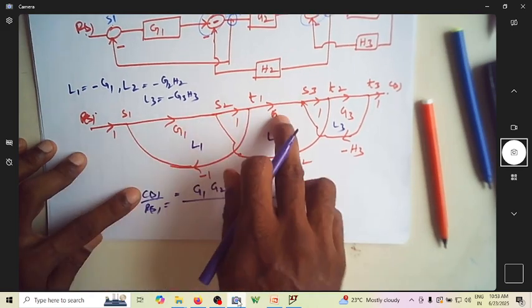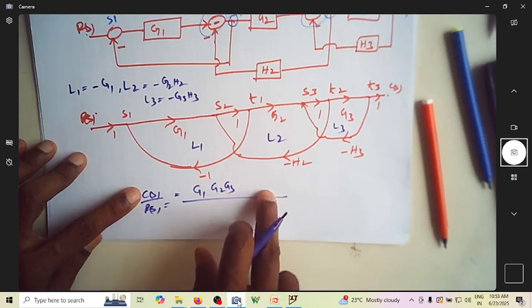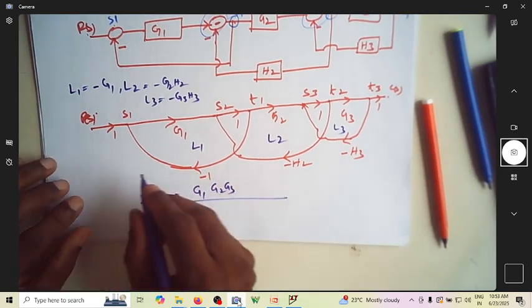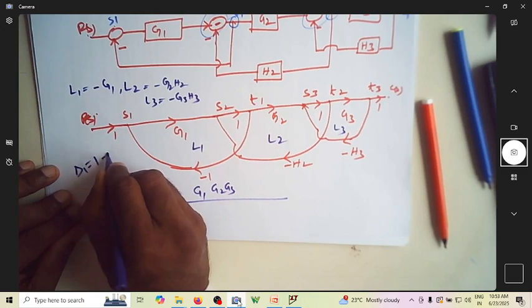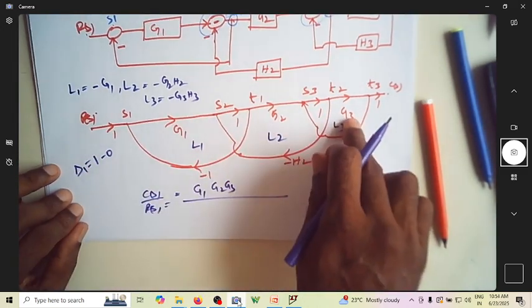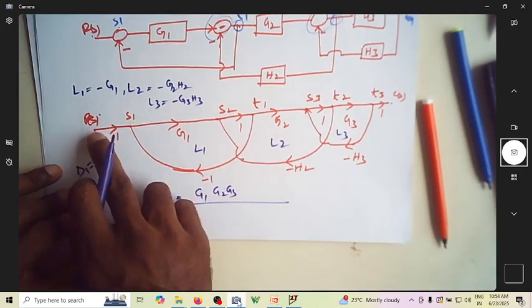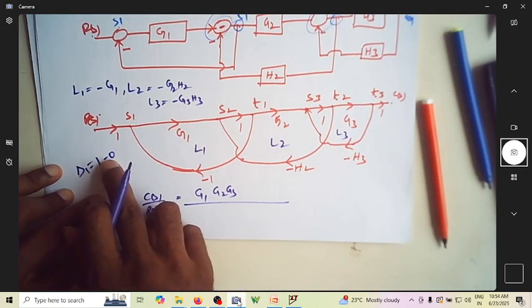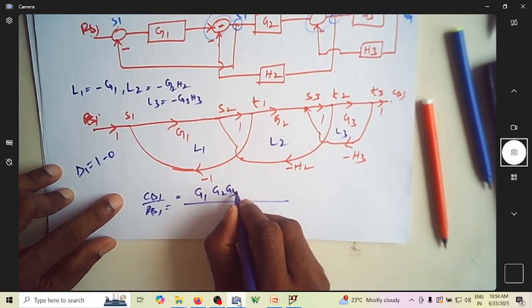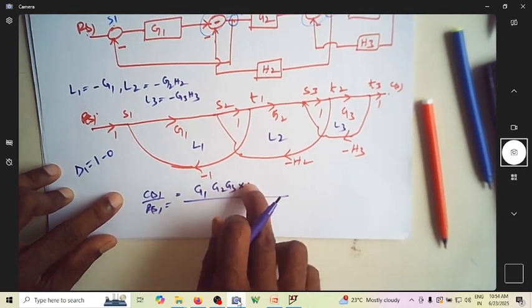This is G1, G2, G3. The first is only P1. What is delta 1? Delta 1 is actually 1. Why is delta 1 equal to 1 minus 0? Because you have 3 loops, and all the loops will touch the forward path. So that's why it is 0, so it is into 1. So this is P1 into delta 1.